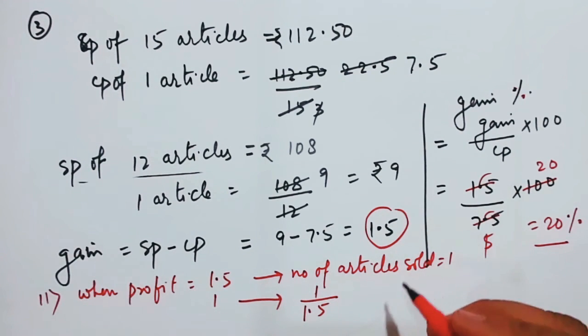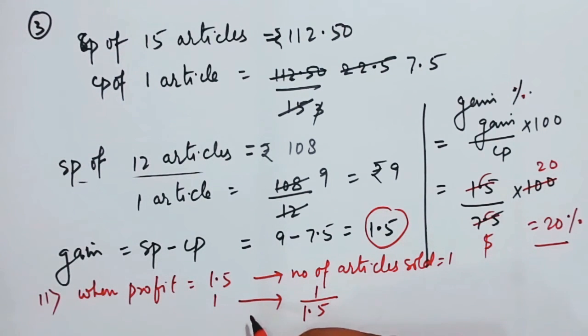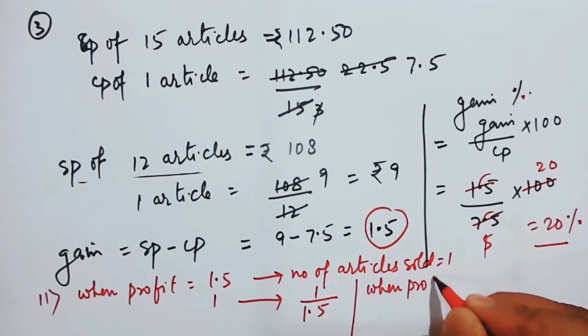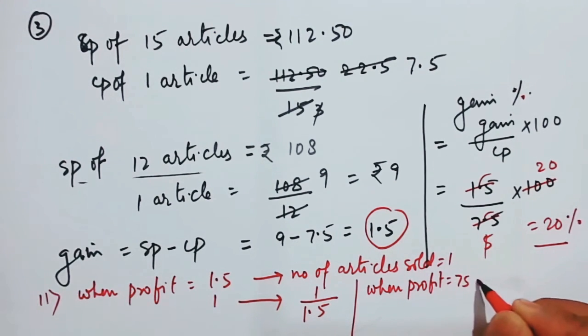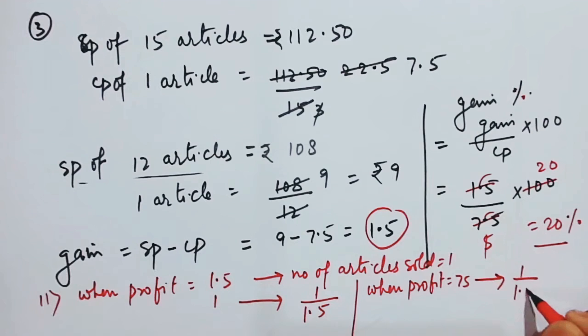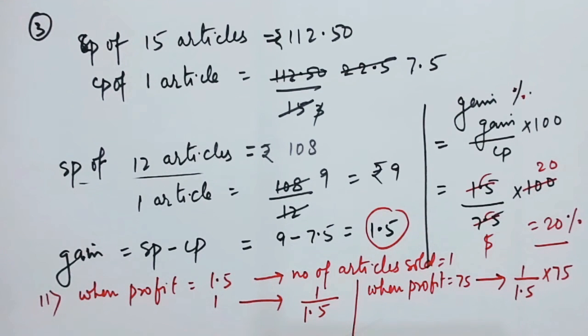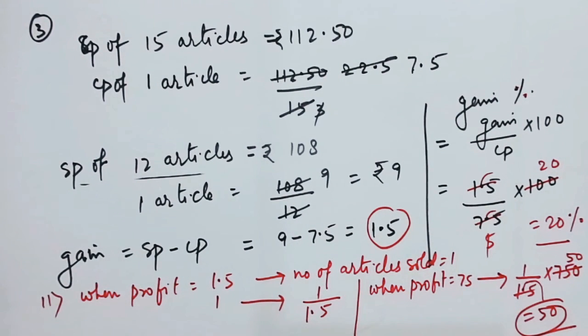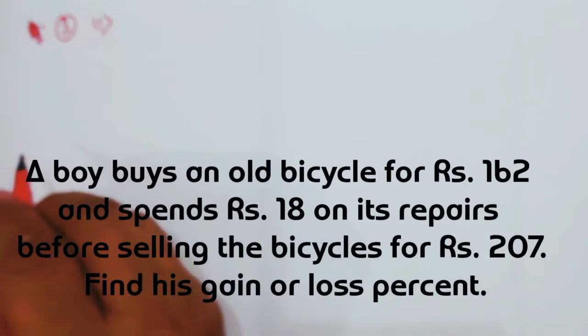So when the profit is equal to 75, the number of articles sold will be 1 by 1.5 into 75. Let's cancel it. Let us remove the decimal. 10 will be over here, 15 5s are 75, equal to 50 articles. So the person will have to sell 50 articles in order to gain rupees 75.